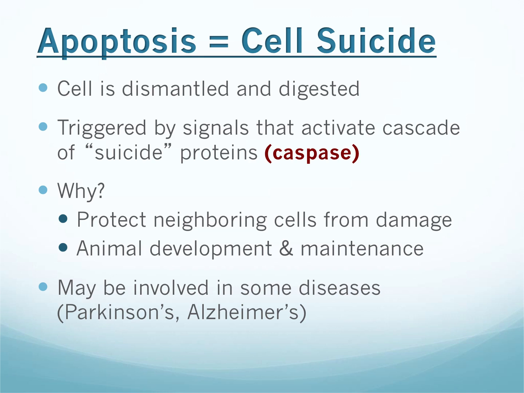We do think this may be involved in some diseases like Parkinson's and Alzheimer's. What they both have in common is the brain cells are getting destroyed when they really shouldn't be. So one idea is that they're getting that caspase signal to apoptose when they shouldn't. If that's the case, it's actually a really easy fix. We just need to block that signal. So we are making a lot of ground with curing Parkinson's and Alzheimer's.